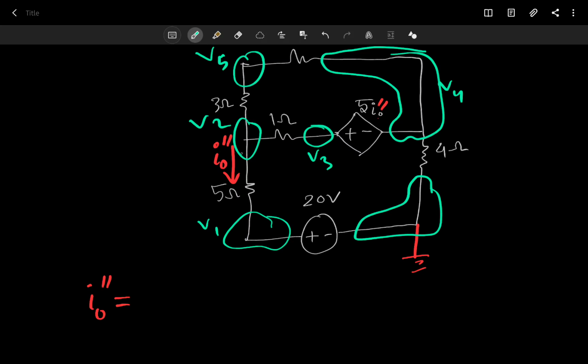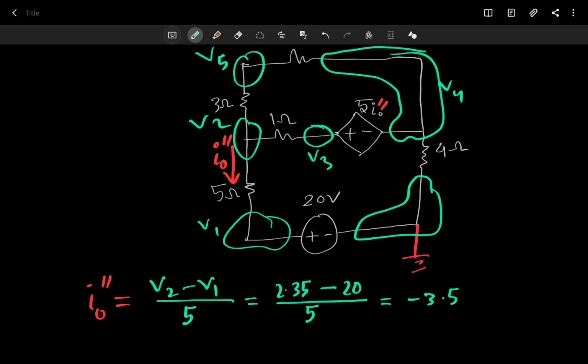And here you will find that I double prime is just V2 minus V1 divided by 5. After all the calculations, you'll find that V2 is 2.35, V1 here is 20 volts, divided by 5, and you will get a value of minus 3.53 amperes. So you get a negative current.